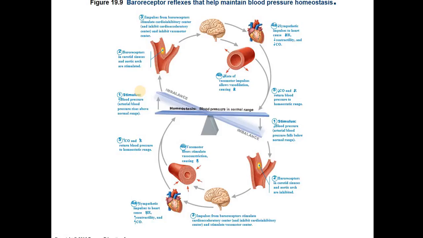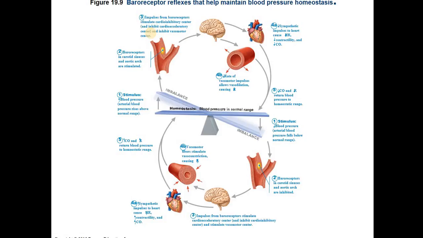Or you can, based on what's going on in the body, have blood slow down or not get back to the heart so fast and linger in the veins possibly. So depending on that, you have a stimulus here where blood pressure is increased. So the arterial blood pressure rises above normal range. So the body senses, okay, blood pressure is high right now. Those baroreceptors in your carotid sinuses and aortic arch will be stimulated.